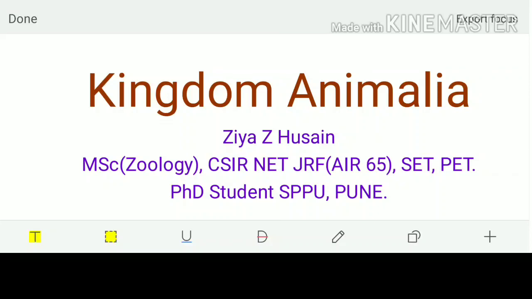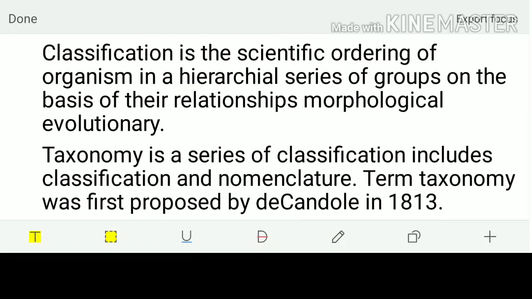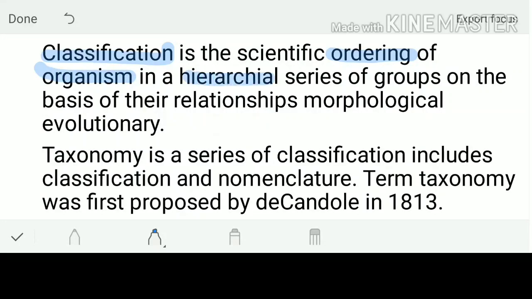So let's get started. Our today's topic is classification of animals, or what we call kingdom Animalia. First things first, I'll be dealing with the introduction. Here comes the word classification. Basically, classification is ordering of organisms in hierarchical series on the basis of their relationships.